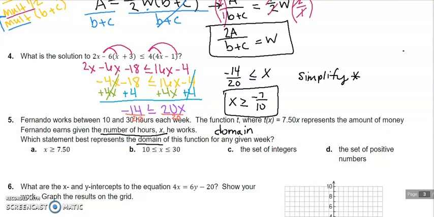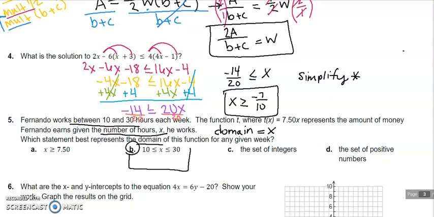That would have been a good one for the vocabulary. Domain is your x value. So basically they're talking about the number of hours. We know he works between 10 and 30 hours. So we want to find an inequality that says between 10 and 30 hours inclusive. So that looks like letter B here. That's his number of hours worked.